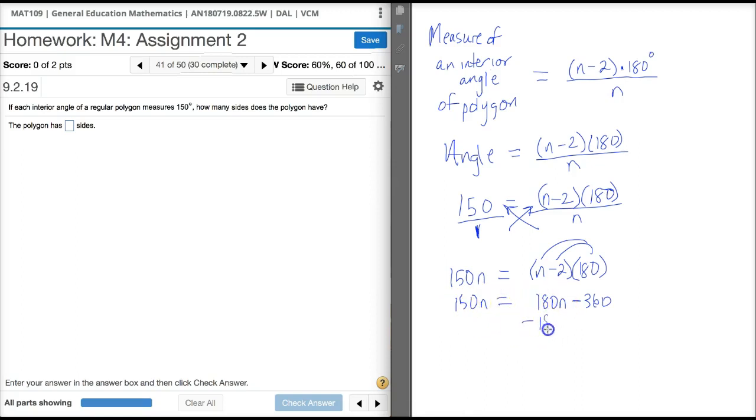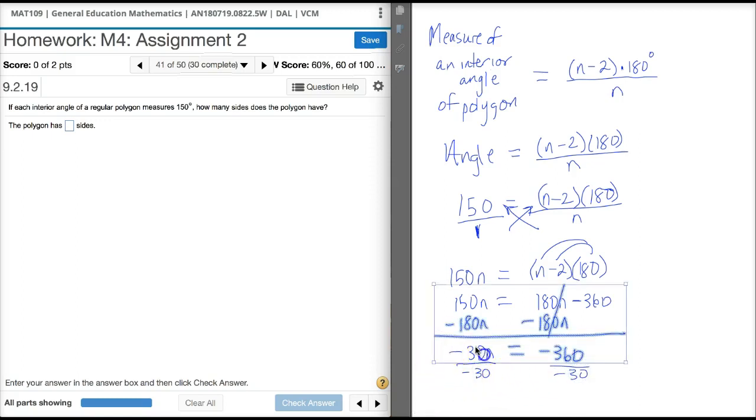So what I'm going to do here is subtract 180n from both sides. And if we do that, that cancels to be 0, and we just have a negative 360 here. And if we take 150n minus 180n, that gives us a net negative 30n. And then to solve for n, we just divide by negative 30.